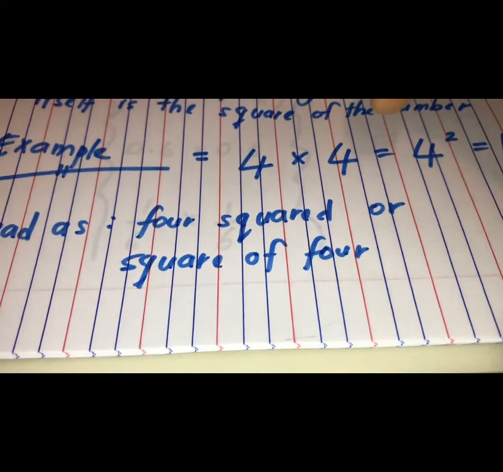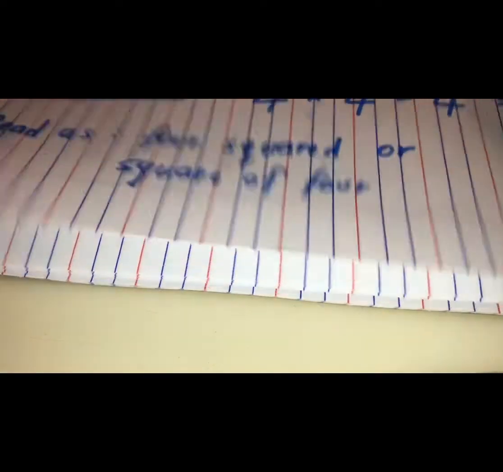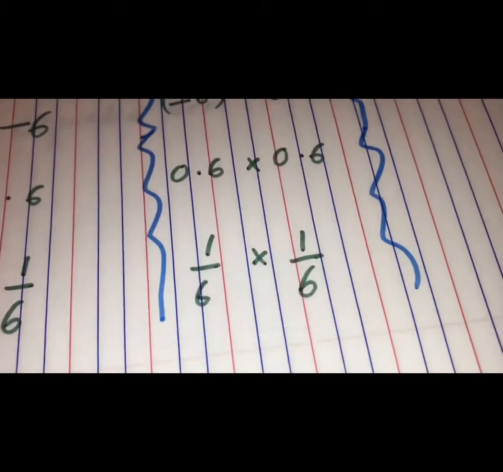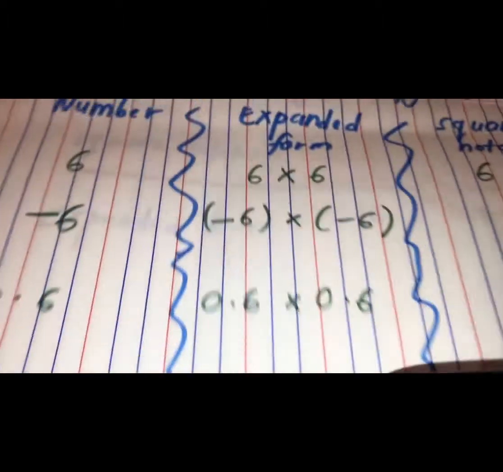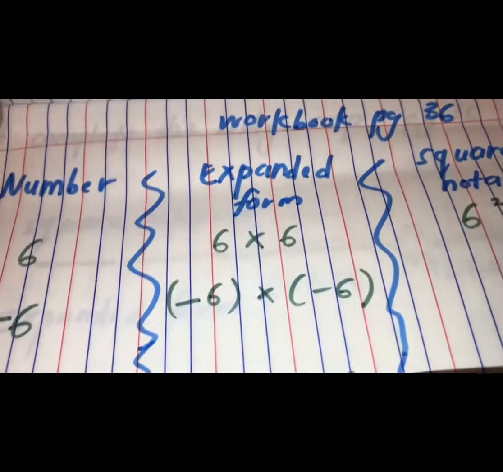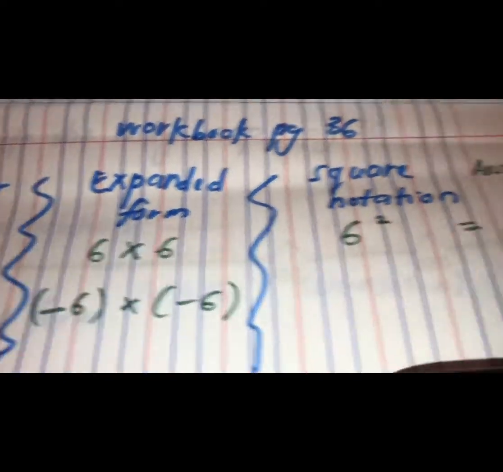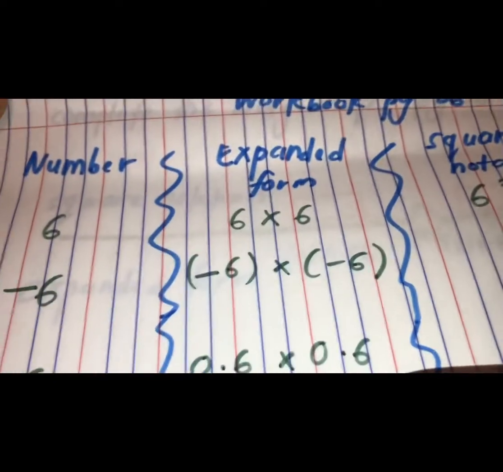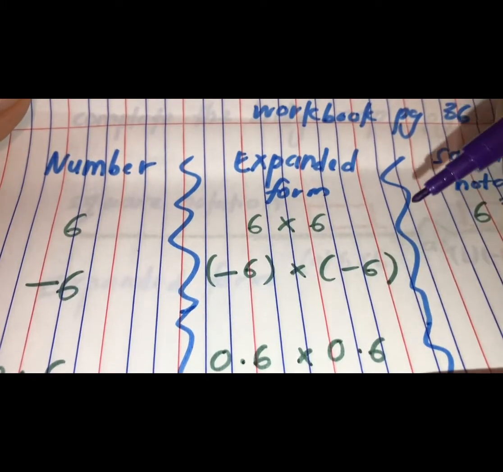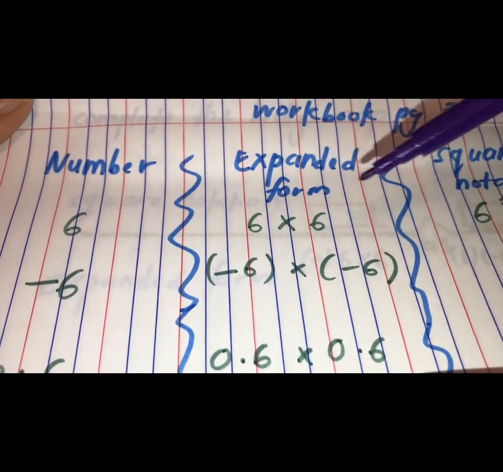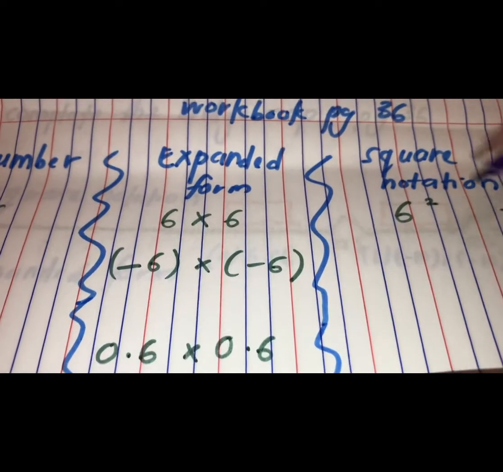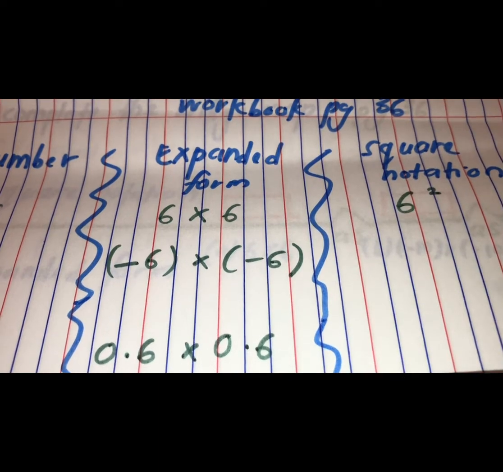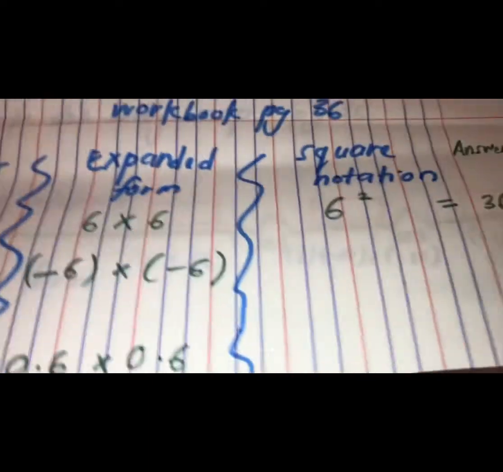Now look at the next example. If you can refer to the notes, module PDPC, page 36, you can see the table here. We have number, expanded form, and square notation. Let's say you have number 6. If the question asks you to write in expanded form, 6 times 6. In square notation, 6 square. So 6 times 6, 6 square equals 36.